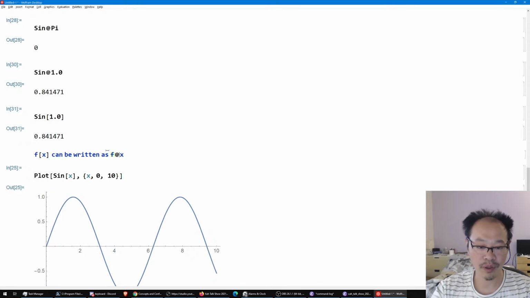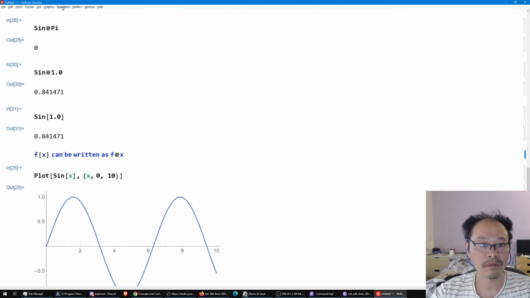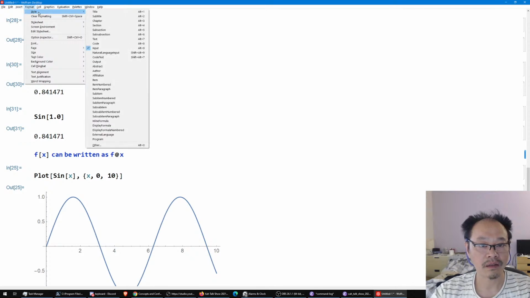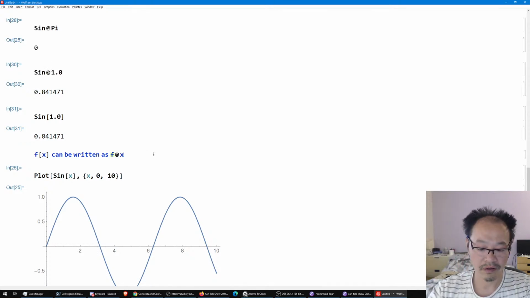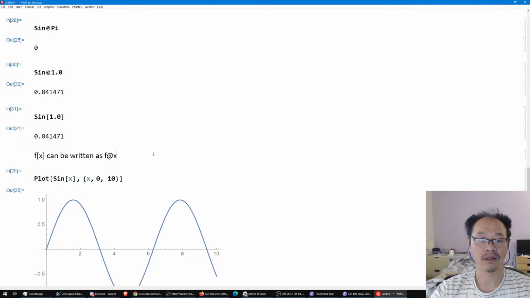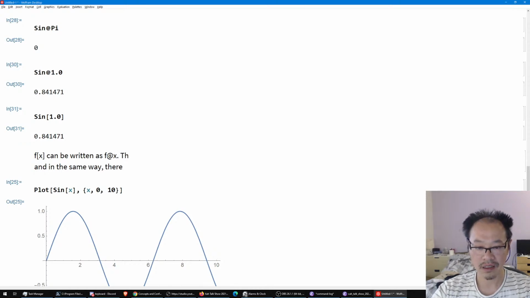In the same way, you can have postfix notation. So let me turn this into a cell format. Format style, old 7 text. So f at x, this is called prefix notation.